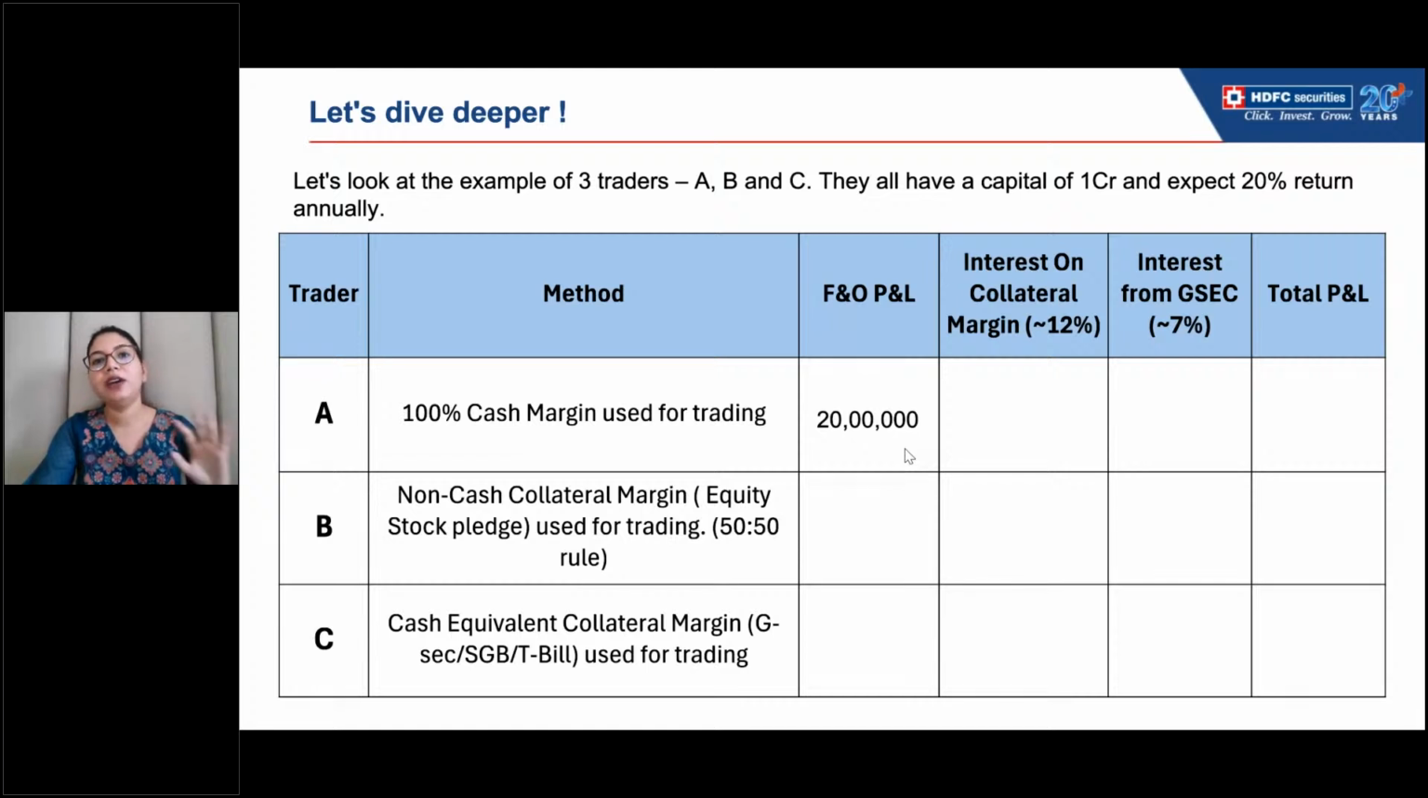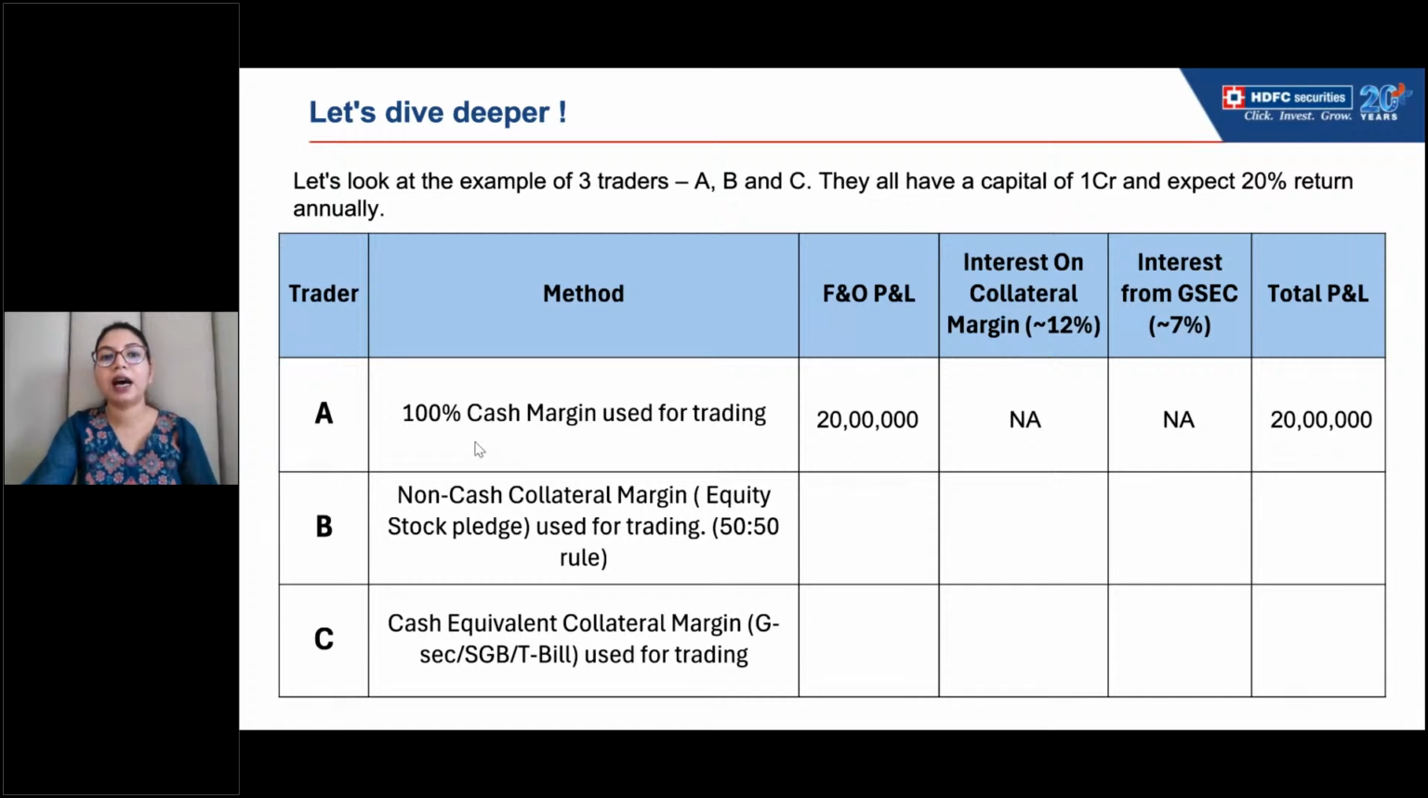All right, we are not changing the fact that they are making 20% return or not. We are assuming that they are going to make 20% return. All right, but there is going to be a twist into that. Now इसमें जो ये first trader है, we have this first trader called A. So he is using 100% of cash margin that he has. Okay, so he is going to make 20 lakh as the return. All right, so his total P&L is going to be 20 lakh.